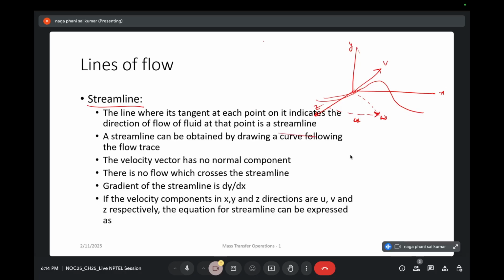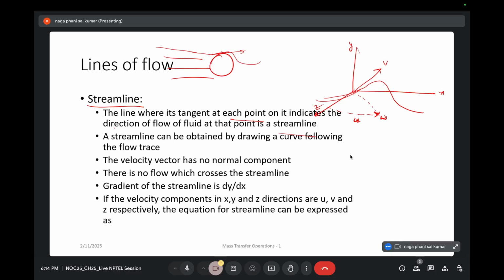Okay, so let's say there's a stream of flow and suddenly there is an obstruction. Whenever there is an obstruction, there will obviously be change in the fluid flow rate. So let's take any arbitrary point and draw a tangent here. The direction of this tangent represents the direction of flow. That is what streamline means in simpler words: the line where its tangent at each point on it indicates the direction of flow of a fluid at that point.